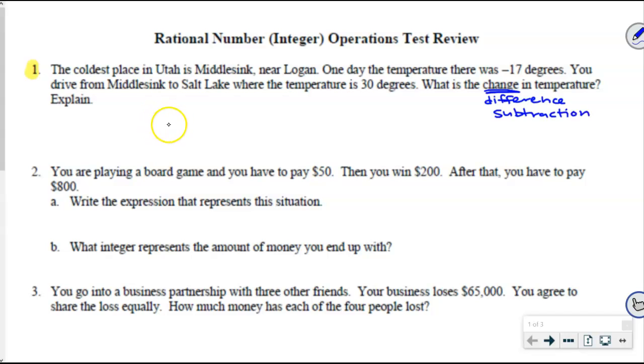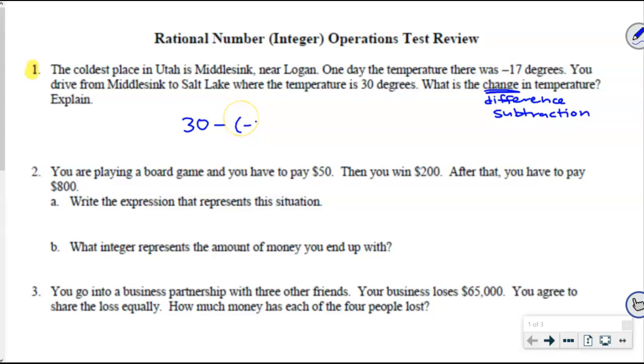So how do I represent what's happening? I like to start my subtraction problems at the end. Where did this problem end? We ended in Salt Lake, where the temperature is 30 degrees. And I subtract the amount that we started with. What did I start with?